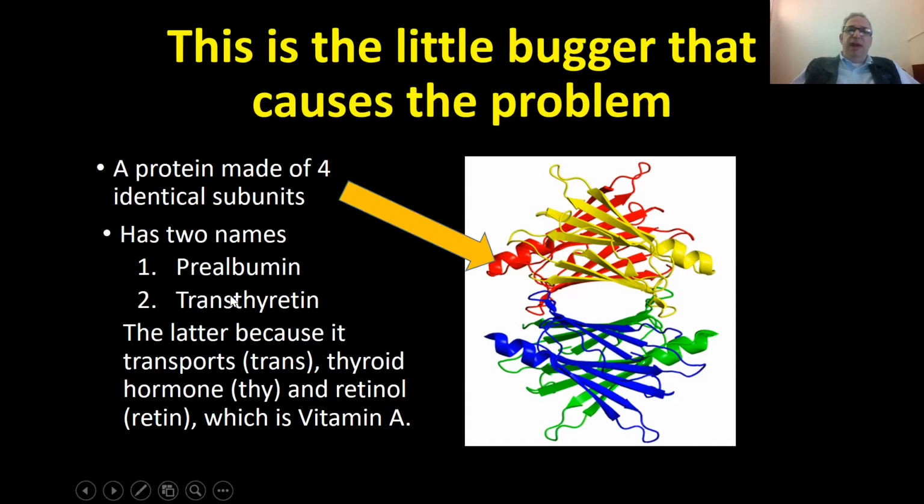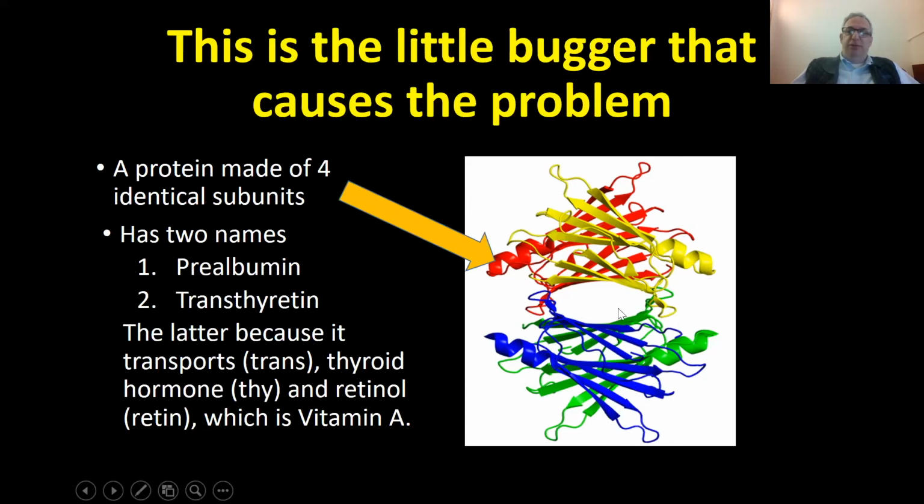And over time, we figured out what it does. So we renamed it transthyretin, because the trans, first T, is because it transports stuff. What does it transport? The thy stands for thyroid hormone. It's one of the minor carriers, or many carriers, of thyroid hormone in everyone's body. And retin stands for retinol, which is vitamin A, and it's the only carrier of your vitamin A.